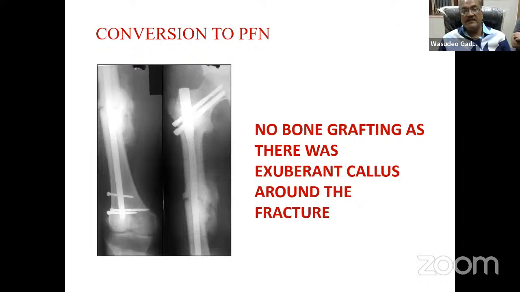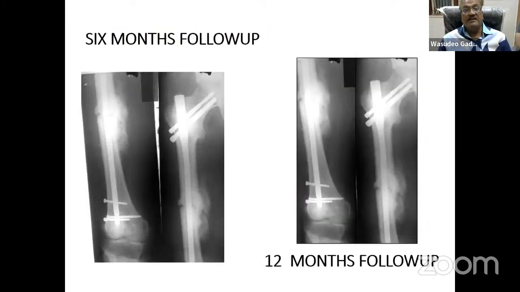What I did was osteoclasis and distraction of the femoral shaft, because I was thinking that there was good valgus maintenance in the femoral neck, in the intertrochanteric fracture, and probably that fracture was uniting. Ultimately, osteoclasis, distraction, and then conversion to the PFN. No grafting was done as there was exuberant callus around the fracture.